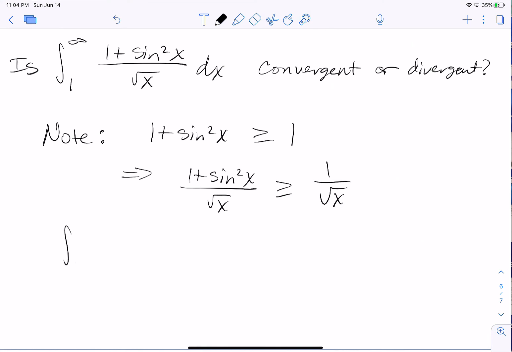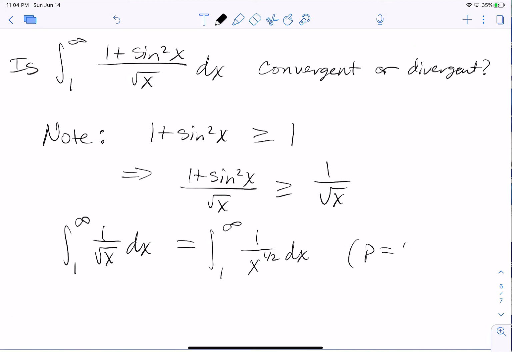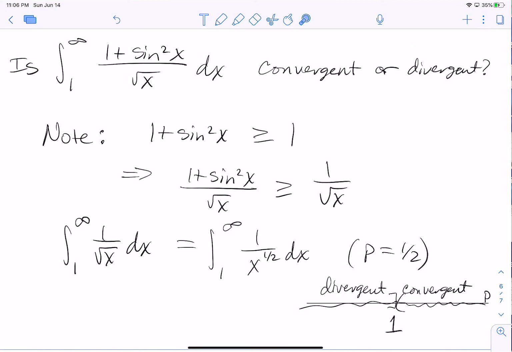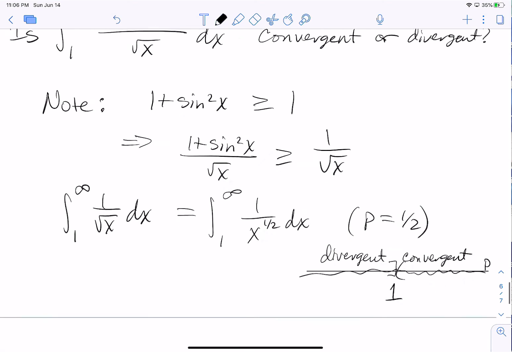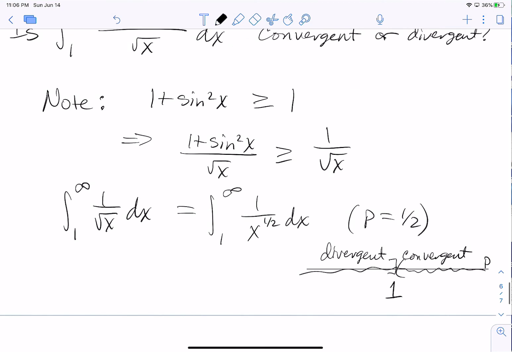If we consider the integral from 1 to infinity of 1 over the square root of x dx, well, that's the same thing as looking at the integral from 1 to infinity of 1 over x to the 1/2 dx. Here we have p equal to 1/2. We saw in a previous video that the integral of a power function of the type 1 over x to the p is convergent if p is greater than 1 and divergent if p is less than or equal to 1. Here our p is 1/2, therefore this integral is divergent.